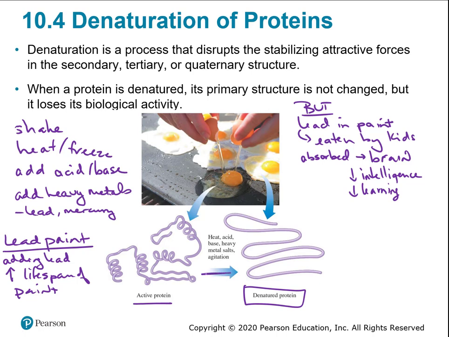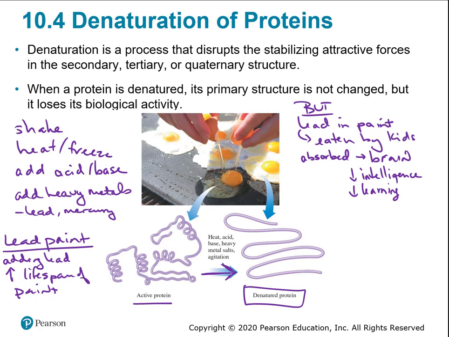Okay, so notice the arrow goes one direction. If you've got this thing that's all folded up and you shake the hell out of it, or you heat it and it ends up unfolding, it rarely folds back together. So most denaturation is permanent.